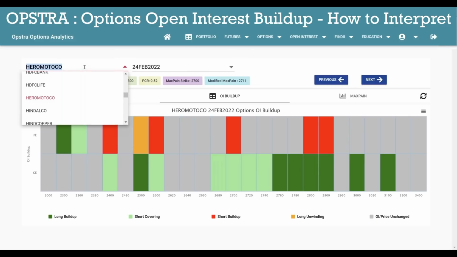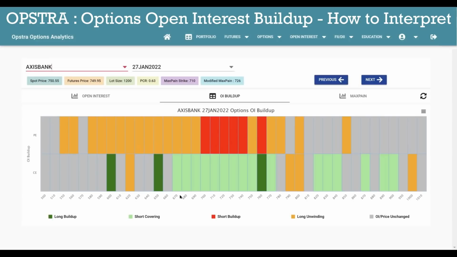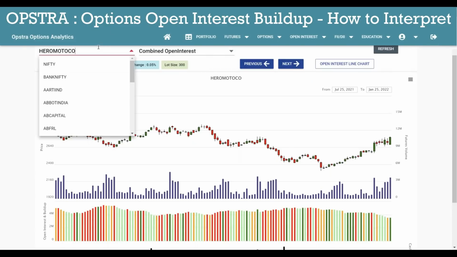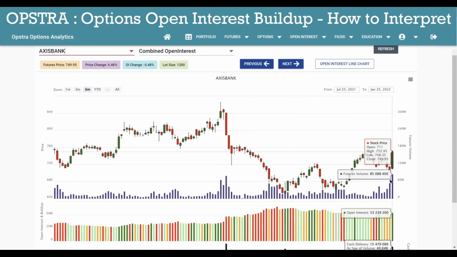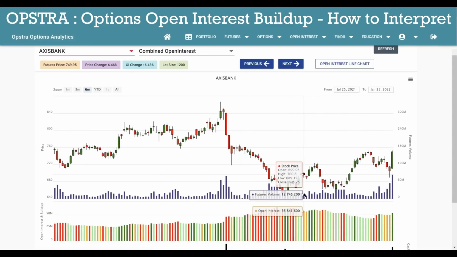Now, if you look at one of the stocks which has rallied a lot, for example, Axis Bank, one of the leading banks which caused a rally in the Bank Nifty. Now, look here what happened. Short covering in the call options and short build up in the put options. Bullish. And price action, we already know it's bullish, right? There's a huge bullish price action on 25th January.